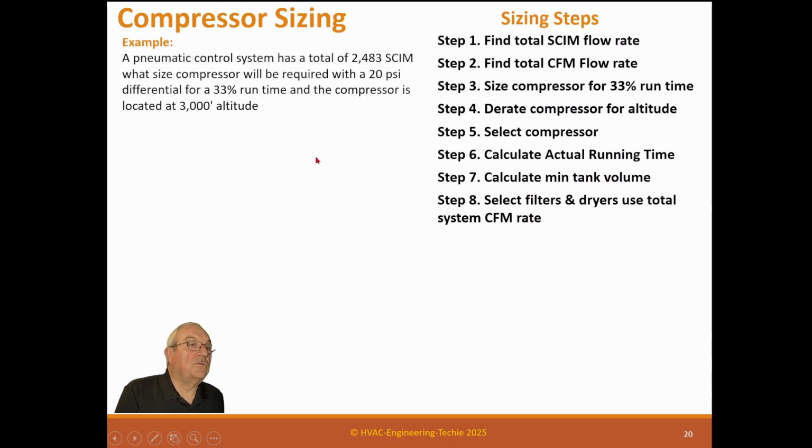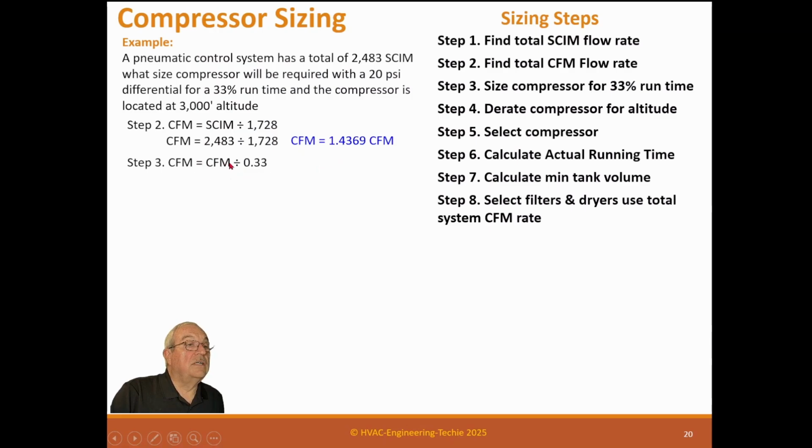A pneumatic control system has a total of 2,483 SCIMs. What size of compressor will be required with a 20 psi differential? That's a start-stop differential. Or 33% runtime, and the compressor is located at 3,000 foot altitude. So it's not at sea level. So for step 2, CFM equals SCIM divided by 1728. So we have 2483 divided by that. We got a 1.43 CFM.